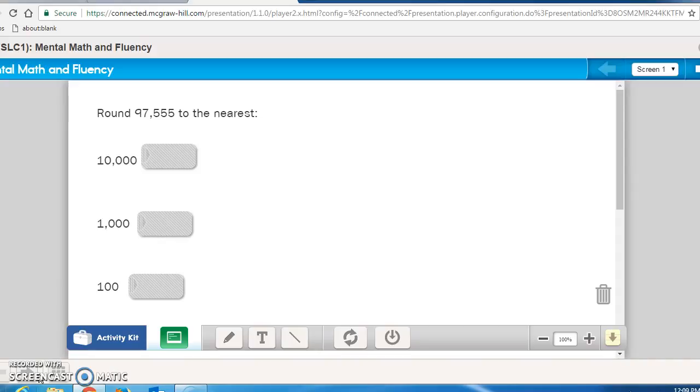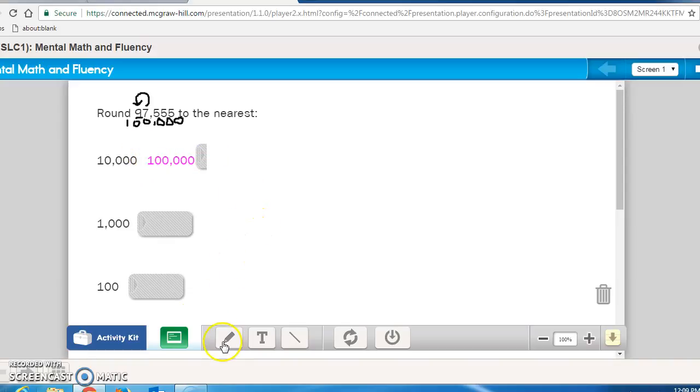Round 97,555 to the nearest 10,000. Right away, you should underline the 10,000s place. You should draw an arrow from the number to the right of it to the 9. You should look at that and say, the 7 is 5 or more, so that tells me to round the 9 up to a 10. So the 9 would become a 10. Every number after that would become a 0. So the 7 would become a 0, and all the 5s would become a 0. So I actually would be rounding it to 100,000. Let's check our answer and see if we did that correctly.